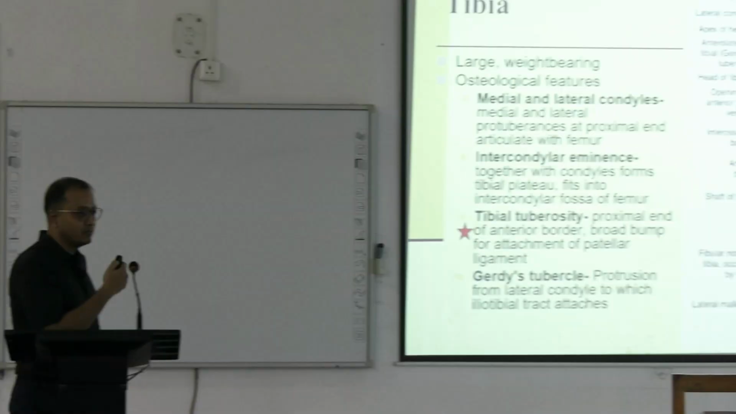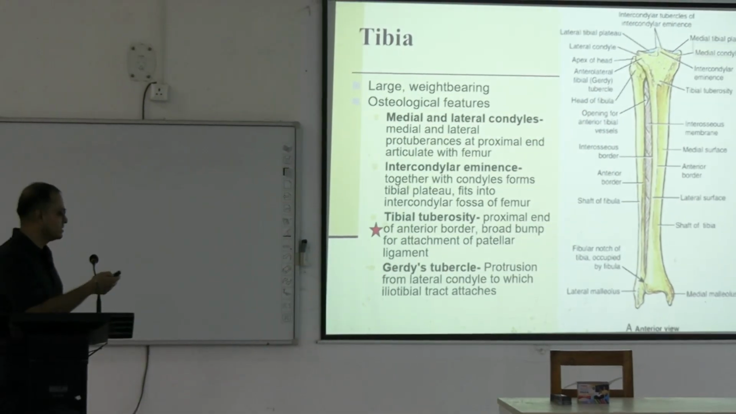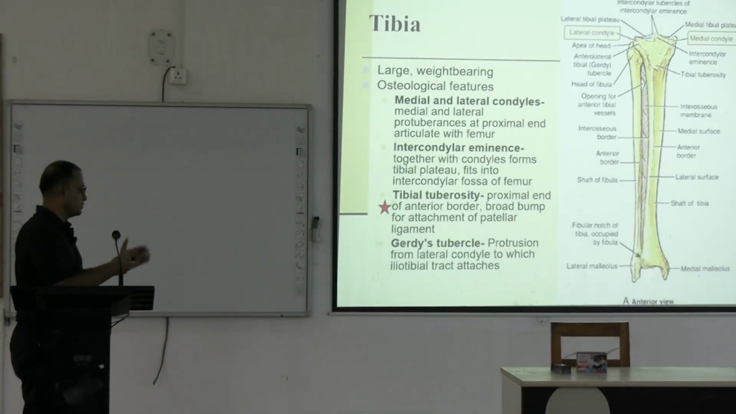we have to know about the tuberosity, what attaches over here, and the significance of that attached structure, which is related to the knee joint reflex.